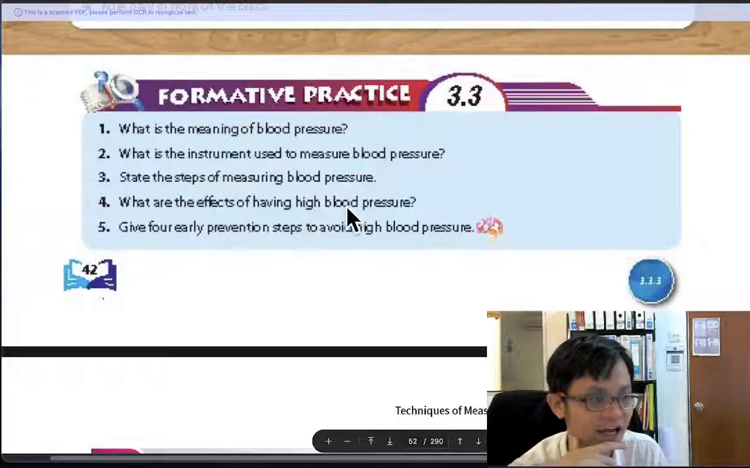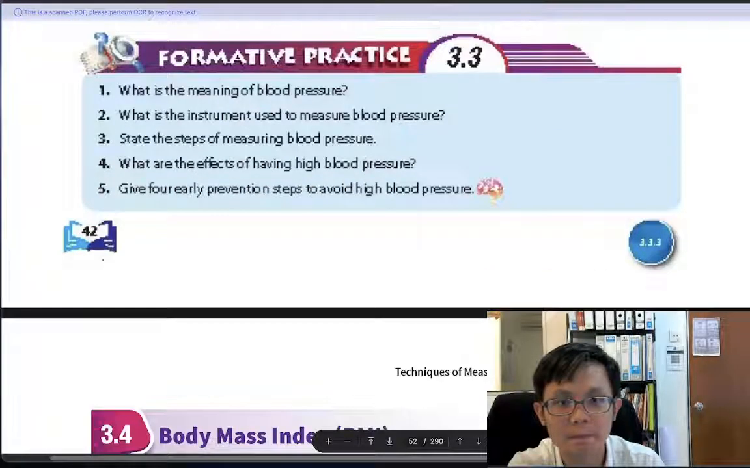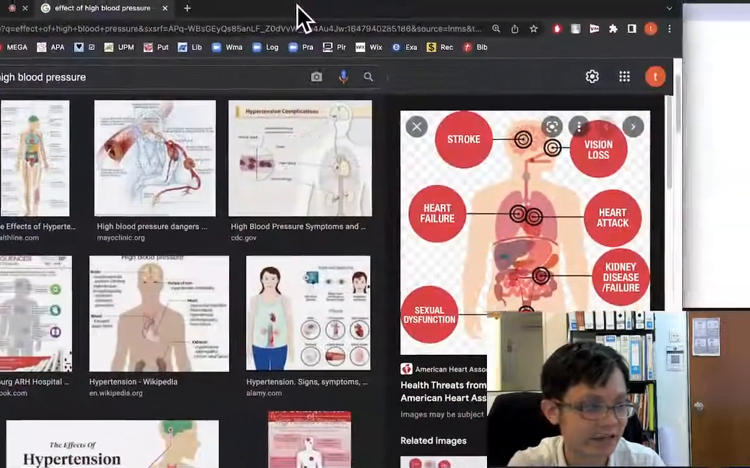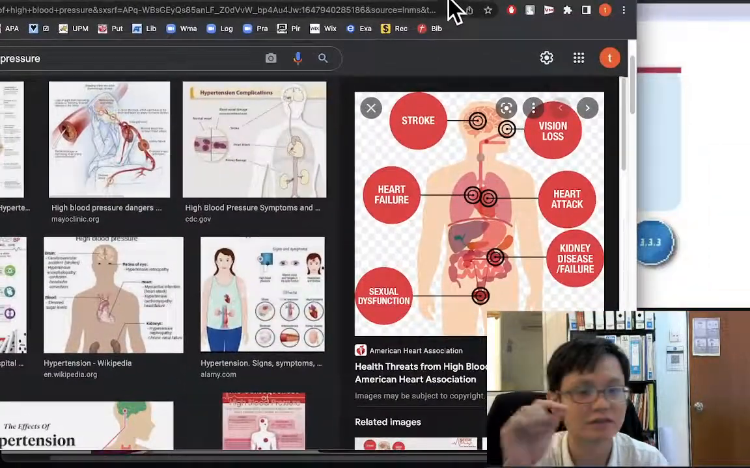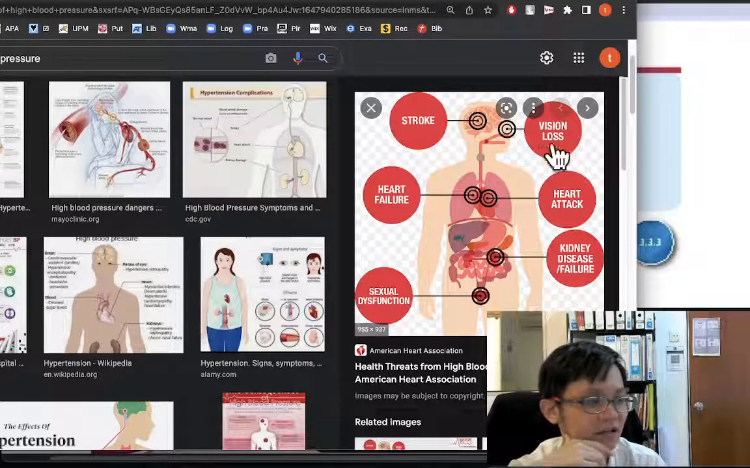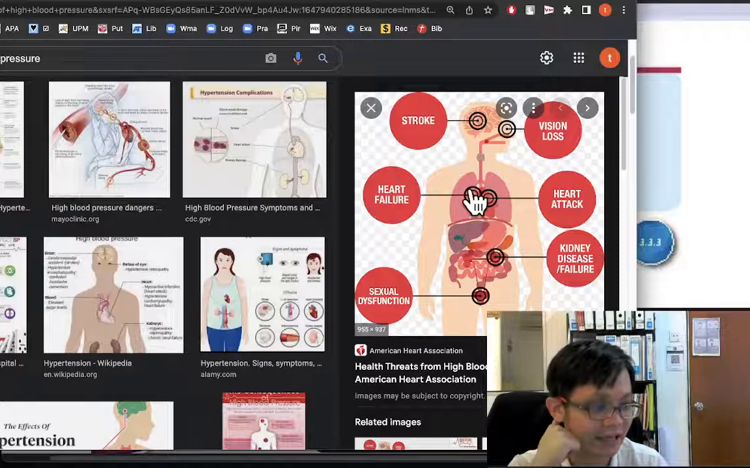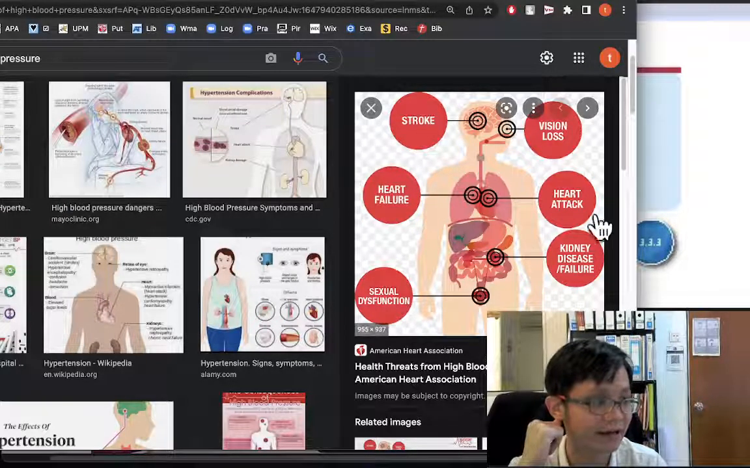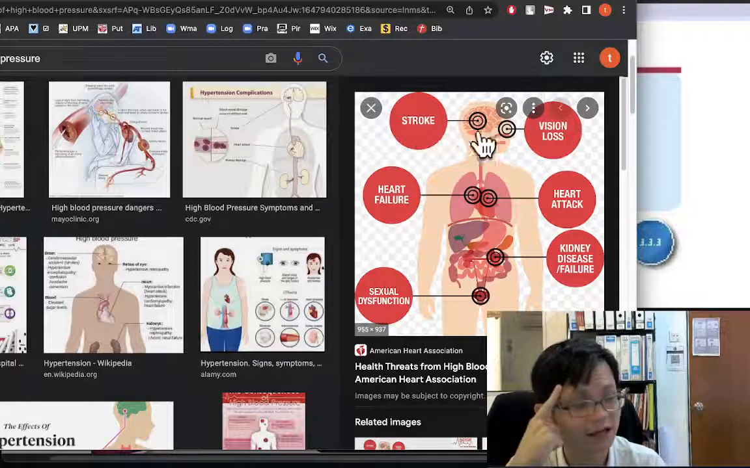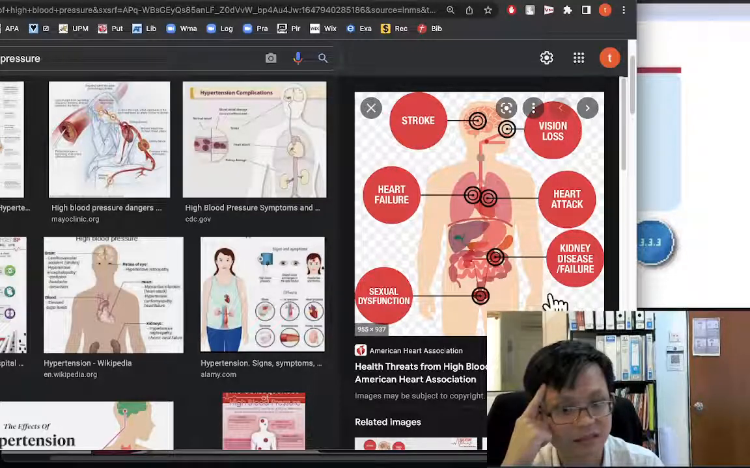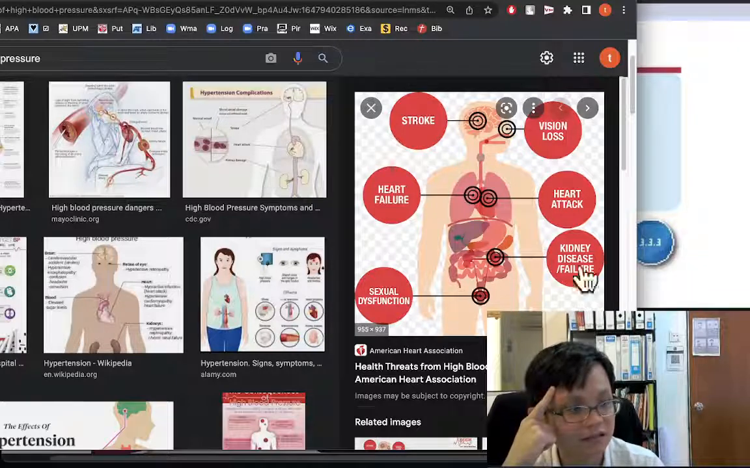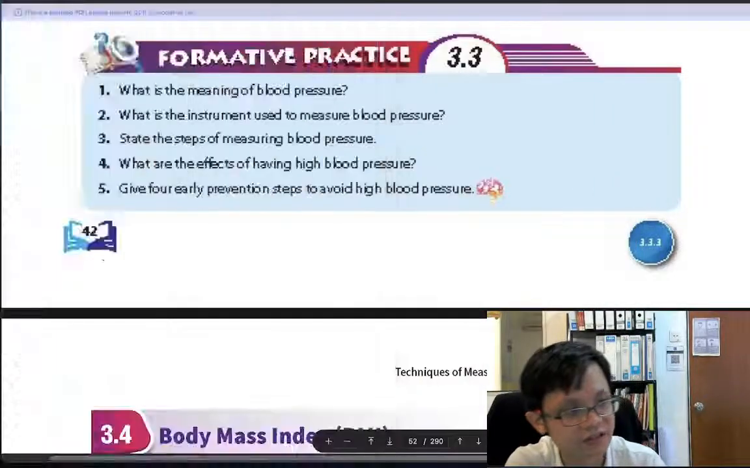What are the effects of having high blood pressure? Okay, so of course the answer we can again get in Google. There are a lot of effects of high blood pressure, but because we are not becoming doctors, we just want to learn the basics. So we can see here there's loss of vision. The common ones the exam usually needs are stroke 中风, and heart attack or heart failure. At here will be heart failure, here in your brain will be stroke, loss of vision, kidney failure, which means you need to go for dialysis, and sexual dysfunction, then you cannot have a baby.